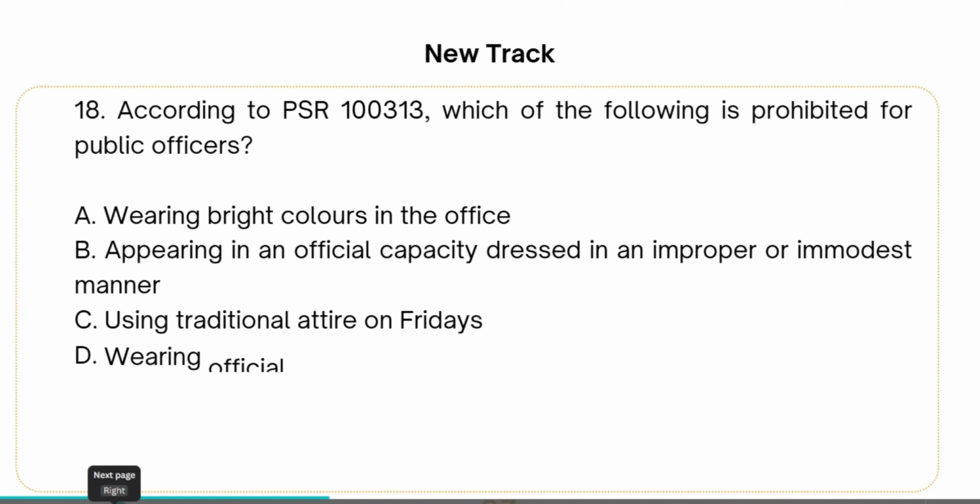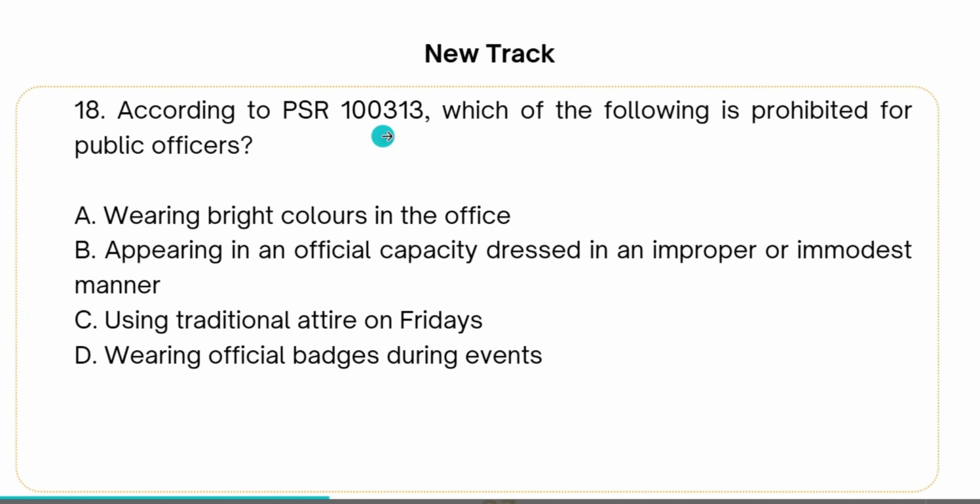Now let's look at question number 18. According to PSR chapter 10 section 3 paragraph 13, which of the following is prohibited for public officers? A. Wearing bright colors in the office. B. Appearing in an official capacity dressed in an improper or immodest manner. C. Using traditional attires on Fridays. And D. Wearing official badges during events.